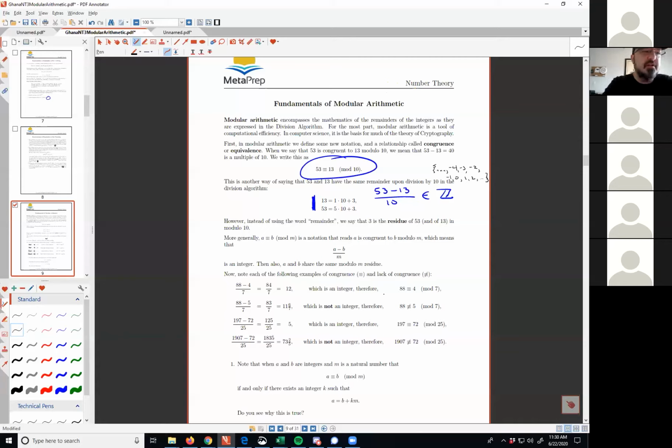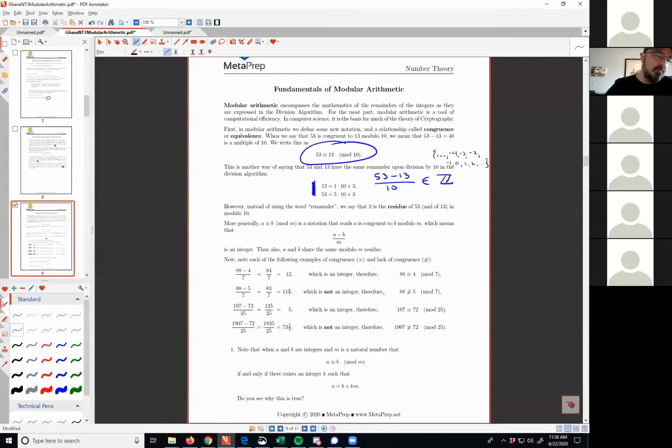Okay, 53 minus 13 over 10 is 4. That is an integer, so we say 53 is equivalent to 13 modulo 10.